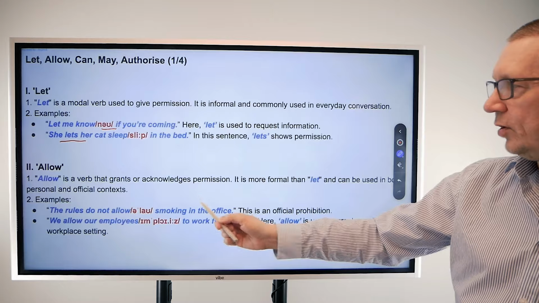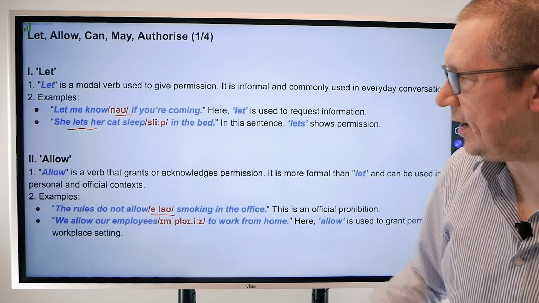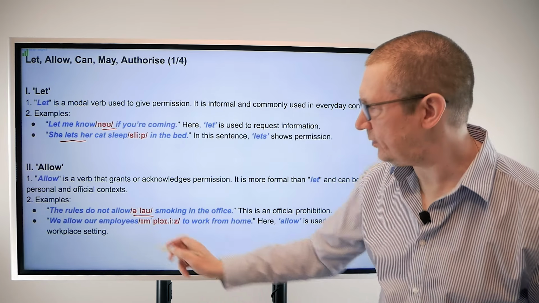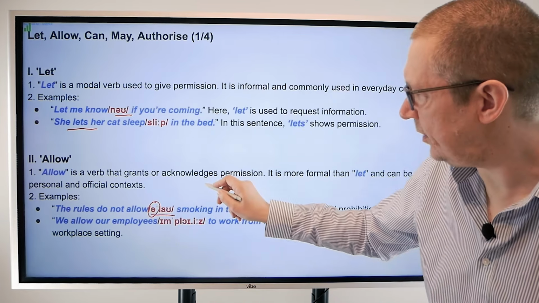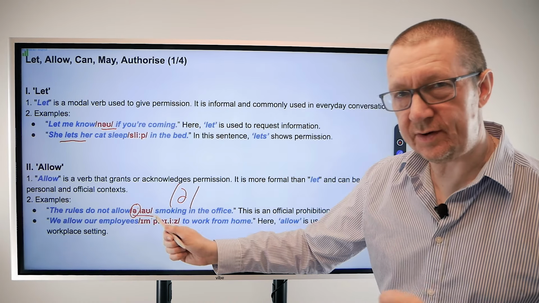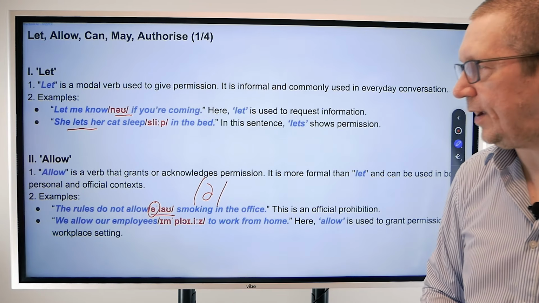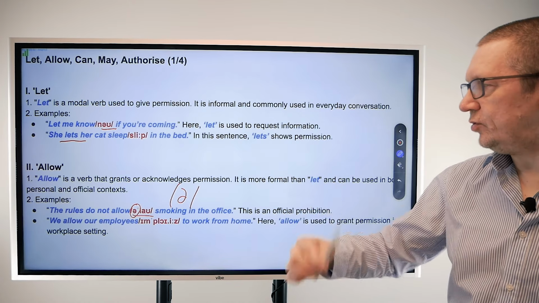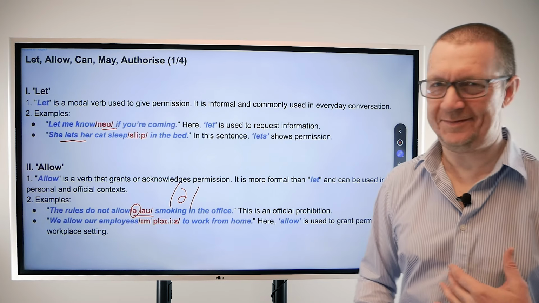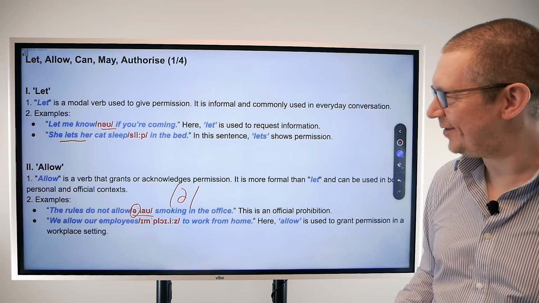The rules do not allow smoking in the office. Just have a look at the pronunciation of it. Allow, allow. The first part of the word is this schwa sound, so allow, and the strength is on the second part, giving us this diphthong here. The rules do not allow smoking in the office. Official prohibition. You see, even English people get things wrong.